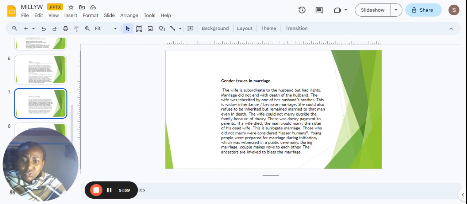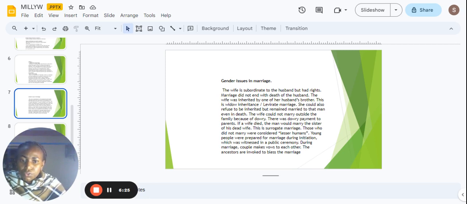Let's look at the gender issues in marriage. The wife is subordinate to the husband but has rights. Marriage did not end with the death of the husband. The wife was inherited by one of the husband's brothers. When her husband dies, you have to be married by the husband's brother. This is widow inheritance or levirate marriage.